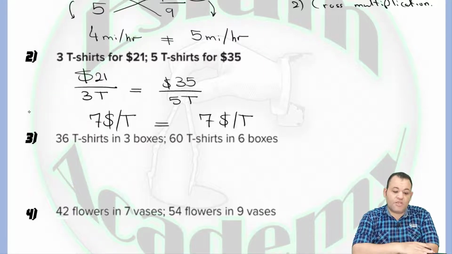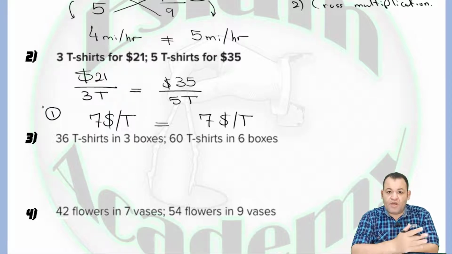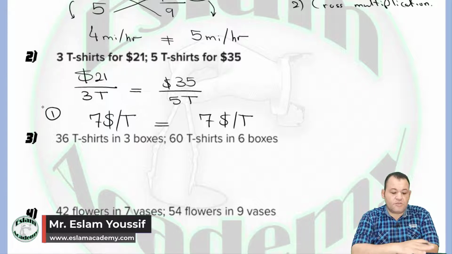You can find it with another way. That was the first way, using the unit rate. It's not necessary to find it by the two ways. You can choose whichever one is easier for you.